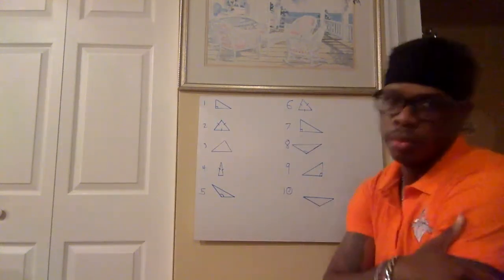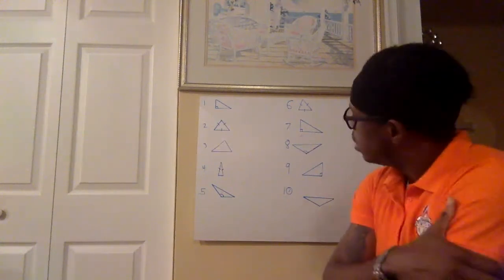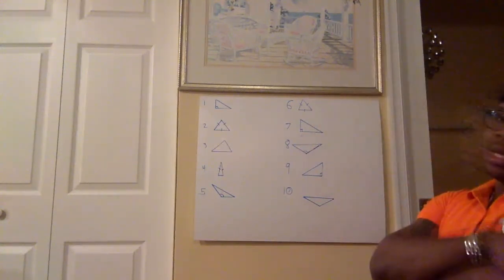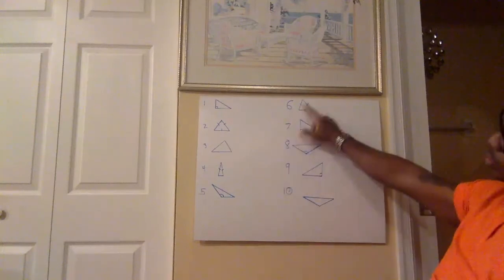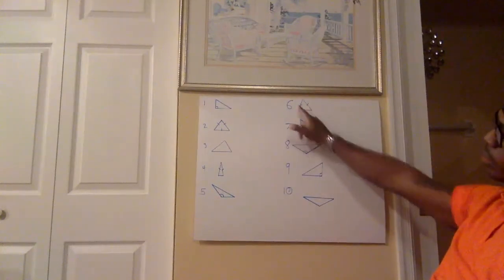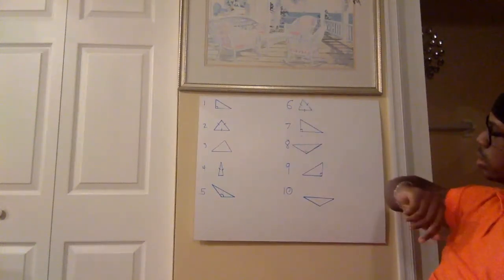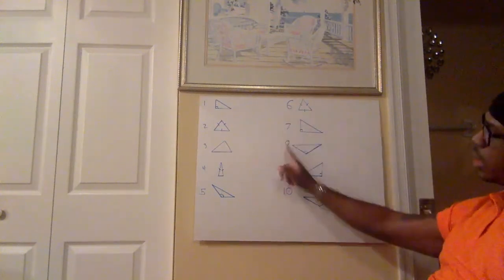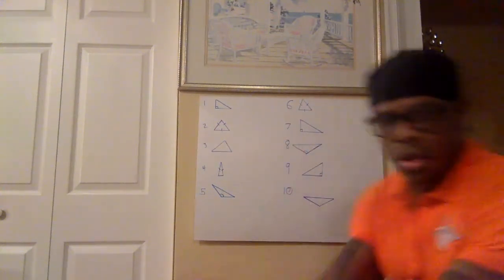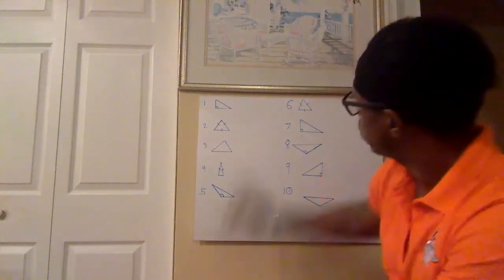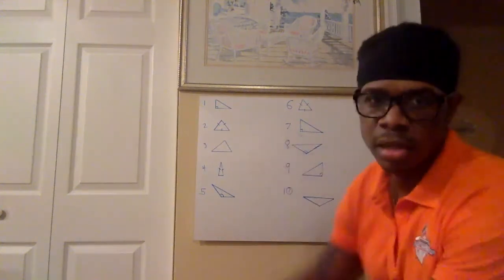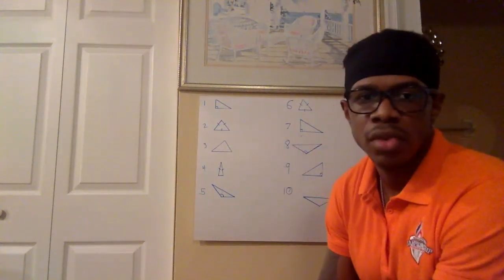Would I be correct? I would not be correct. Number 6 is an equilateral triangle. You can see clearly defined by those angles. And then if you said number 7, 8, 9, and 10 were scalene, you are correct. Number 7, 8, 9, and 10 are all scalene triangles.